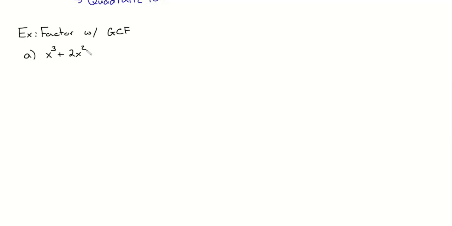X cubed was written once. Now, x squared, it's only written once, but I see there's a coefficient on it. That's fine. Are there any x to the first powers, or just x's? No. So we all agree there's no x's. Okay, so if I wanted to break this down, and if you need to do this at first, you can.